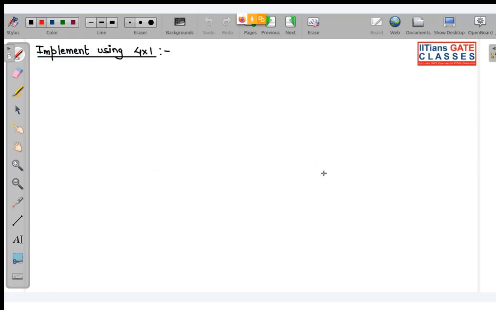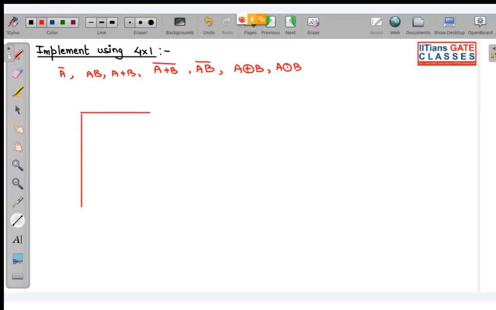Now look, I want to implement, like whatever we have seen: A complement, AB, A plus B, A plus B whole complement, A XOR B, using a 4 cross 1 mux. So look very carefully. If I want to implement an inverter, I can do so.